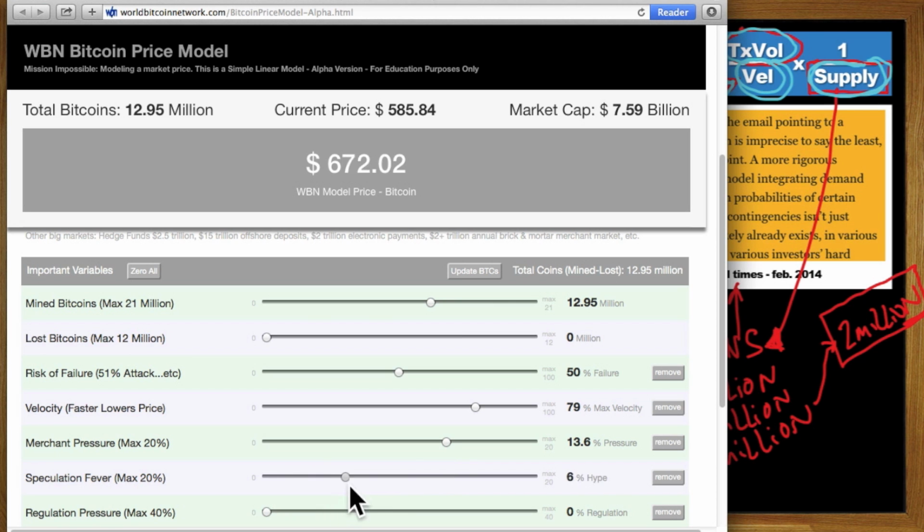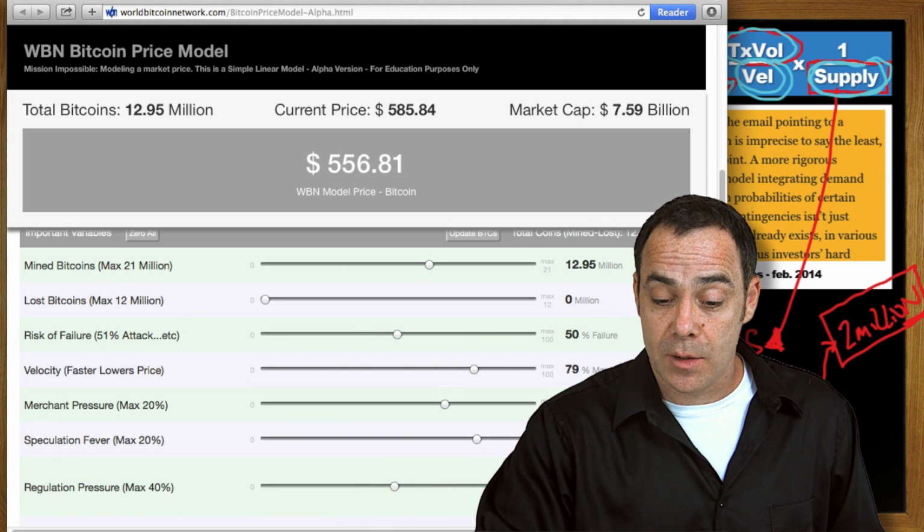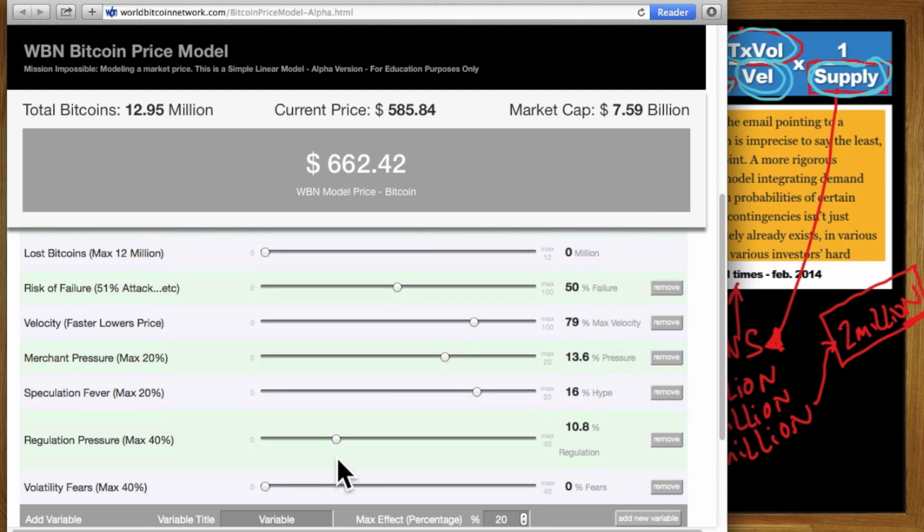Speculation fever, when everyone's excited, sort of this positive optimism about future value, should increase the price. Regulation pressure. Right now, it's not so high, but it could increase. We could see some really nasty regulation around the world, okay? And my model here is kind of jumping up and down, but it's still doing the right math. And volatility clearly is an issue as well. And the higher the volatility, the lower the price.